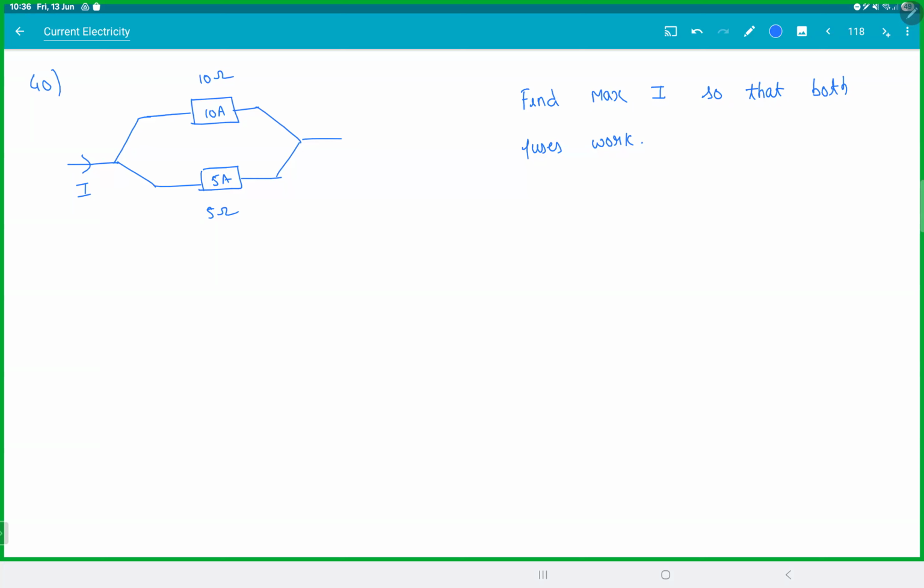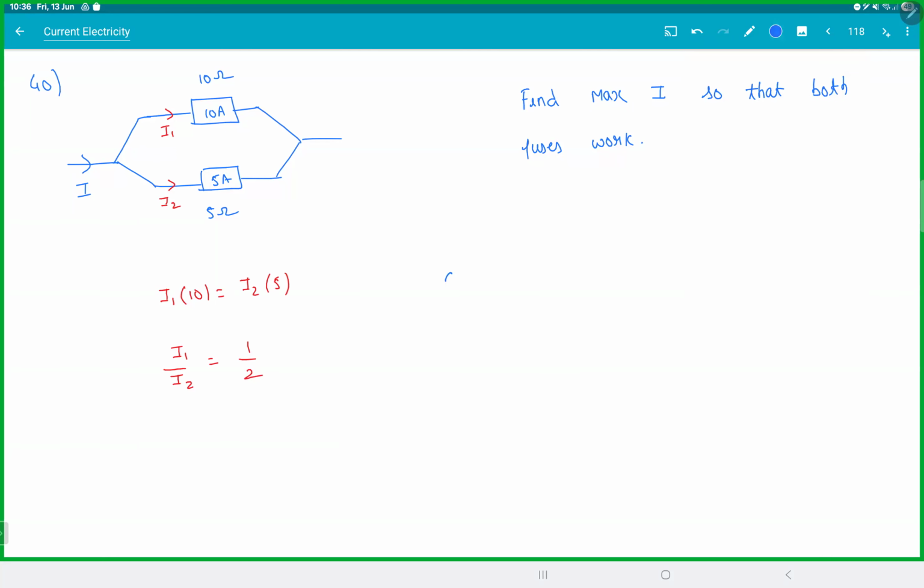Right, Vihan. Right, Om. Right, Puraj. So the main idea, see, the current will always split in the ratio of opposite resistances. It doesn't care about the fuse value. So this is I1 into 10 is equal to I2 into 5. So I1 by I2 will always maintain a ratio of 1:2.